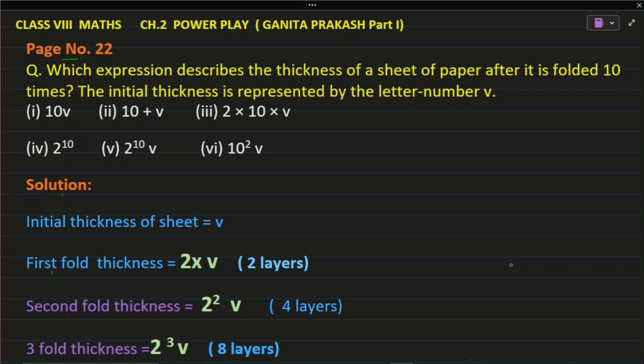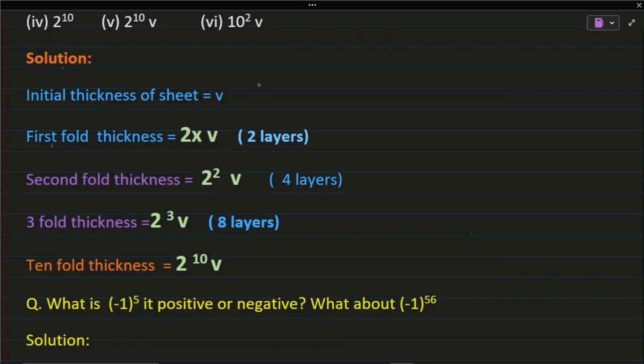The first question is, which expression describes the thickness of a sheet of paper after it is folded 10 times? And also initial thickness is given, V. So what we have to find is the thickness of the paper after 10 folding. Initial thickness of the paper is already given, that is V. It is given in the question.